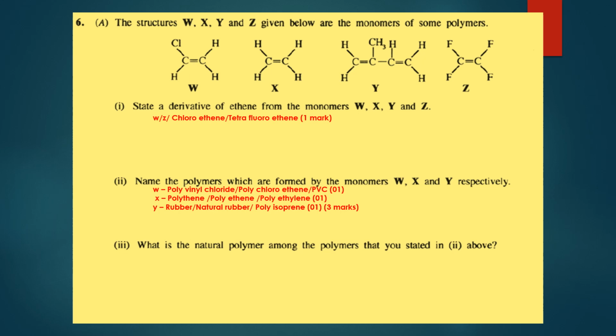Part 3. What is the natural polymer among the polymers that you stated above? Natural polymer is the rubber or polyisoprene.